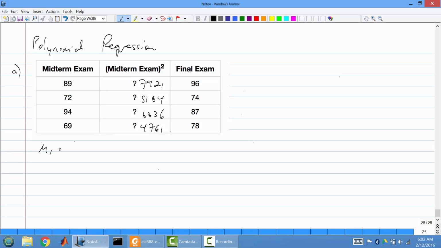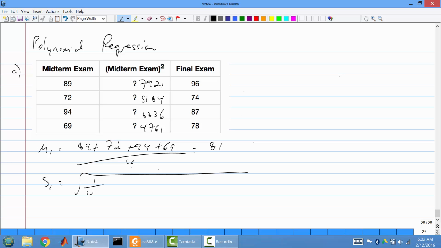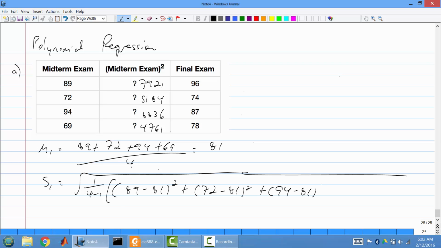So the first mean is 89 plus 72 plus 94 plus 69 divided by 4, and we get 81. And then the standard deviation is 1 over 4 minus 1, times the sum of the squared deviations of every training example for that feature from the mean. So 72 minus 81 squared, 94 minus 81 squared, 69 minus 81 squared. If you add this all up, you find it is equal to 12.3558.